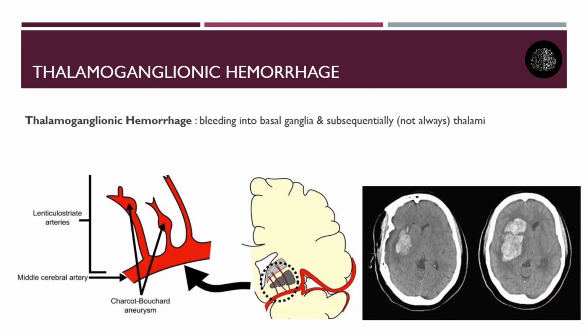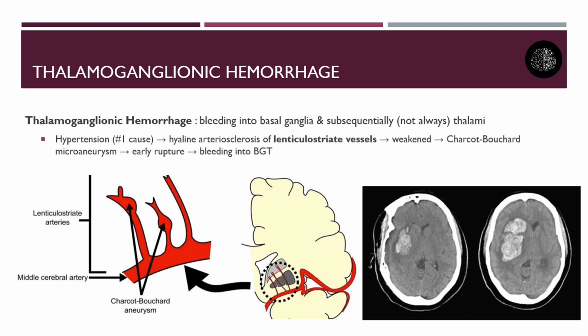So thalamoganglionic hemorrhage, as the name suggests, is bleeding into basal ganglia and subsequently, not always, the thalami. So what we know is it will always involve the basal ganglia, but not always the thalamus. And it's a type of intracerebral hemorrhage. From anatomy, you guys know that branches of the circle of Willis, called the lenticulostriate arteries, pass through the thalamus, as well as the ventricles and the basal ganglia.